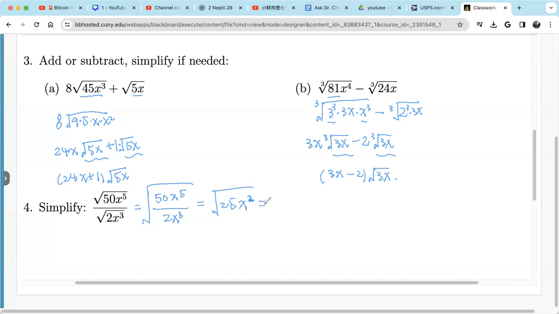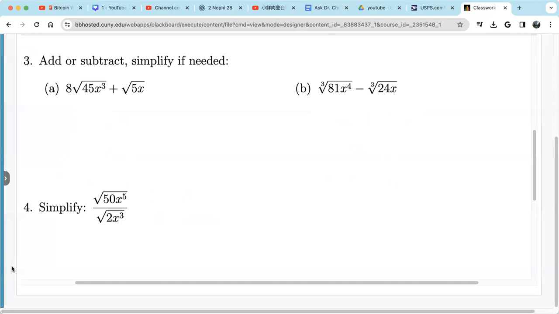Or the square root of 25x squared, which is 5x, right? Because 25 is 5 squared, and the square root of 5 squared is 5. The square root of x squared is x. So square and square root are opposite operations that undo each other.